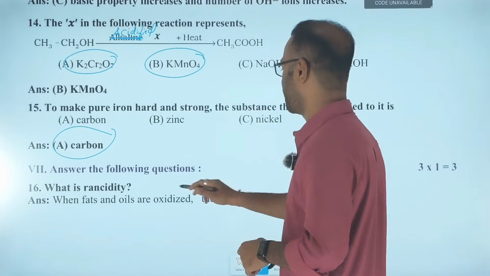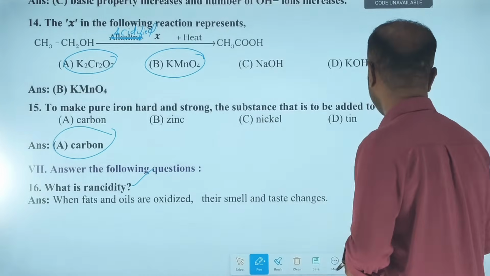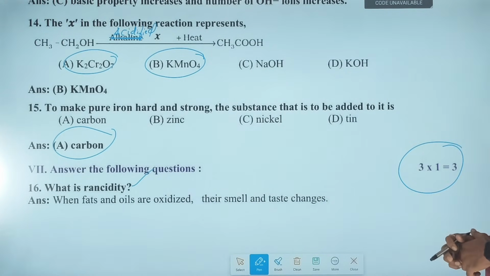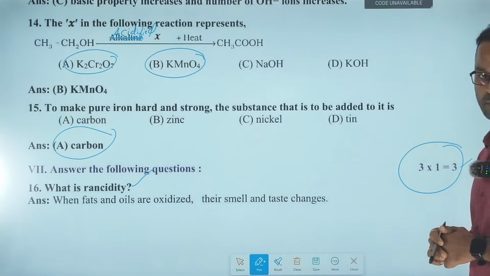Okay. The next one, frequently asked question, is about rancidity. The next section carries 1 mark for each question. So a total of 3 questions are there, and the weightage is 3 marks altogether.